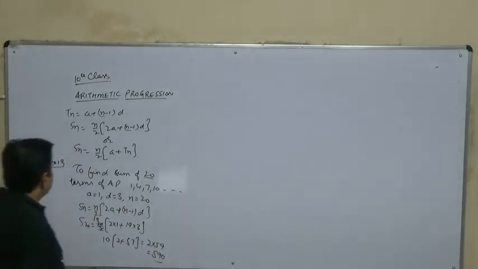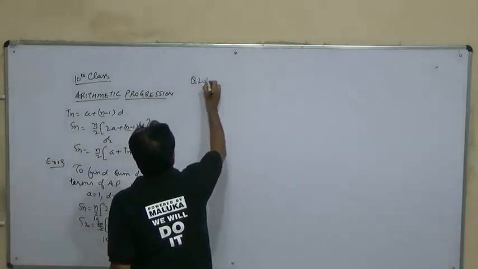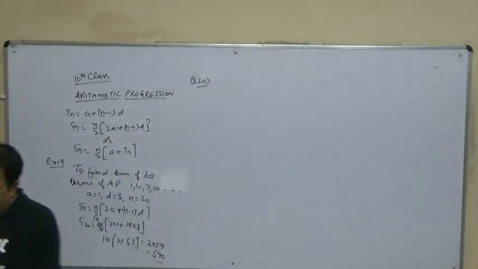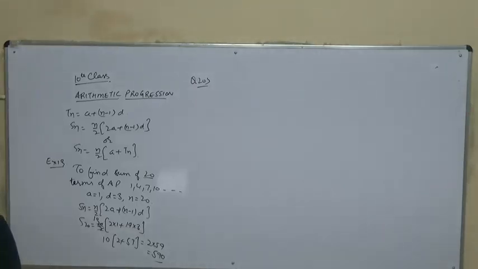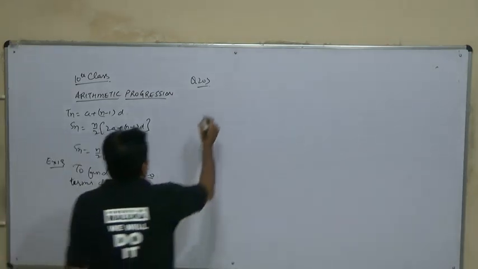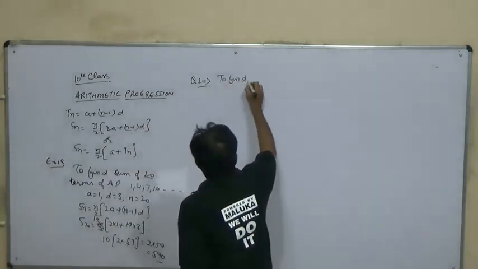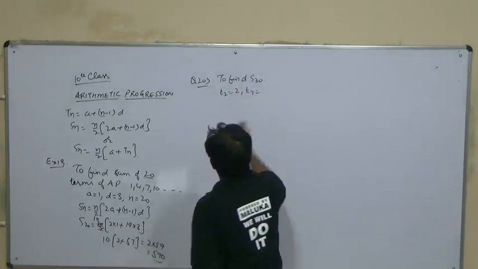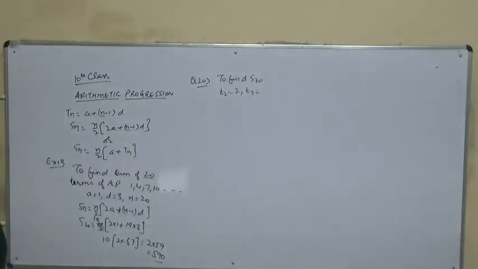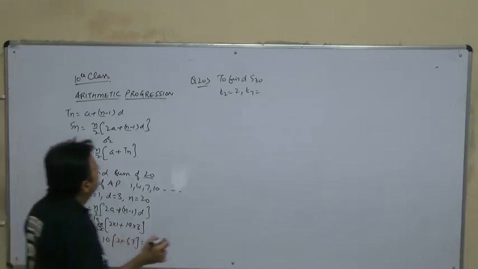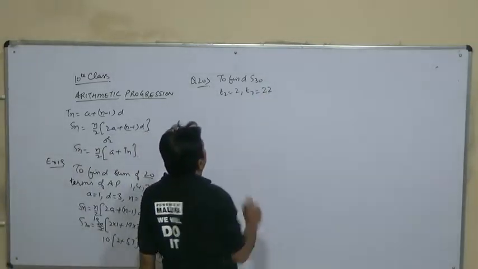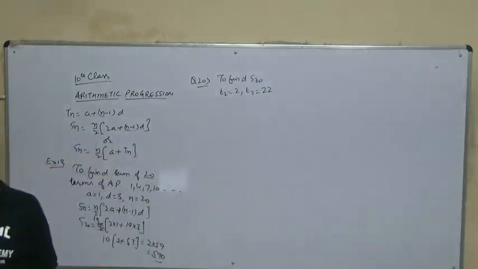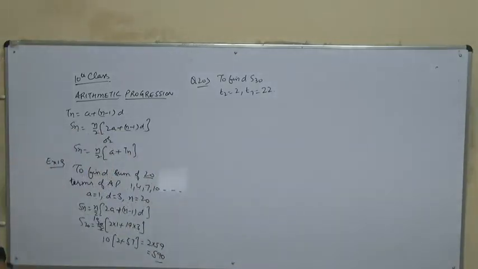The next question, question 20, is: find the sum of 30 terms of an AP whose second term is 2 and seventh term is 22. To find S30, we are given the second term is 2 and the seventh term is 22. From these two conditions, that is T2 and T7, we will find the values of A and D, then we can find S30.